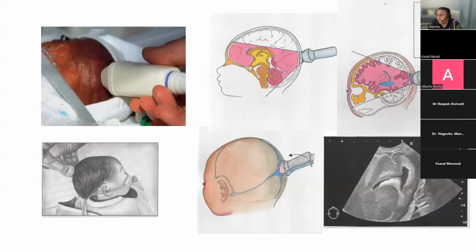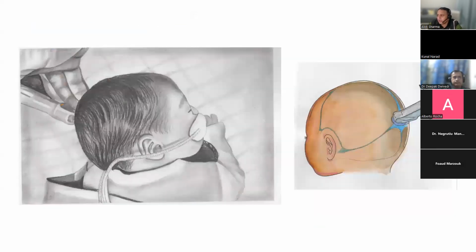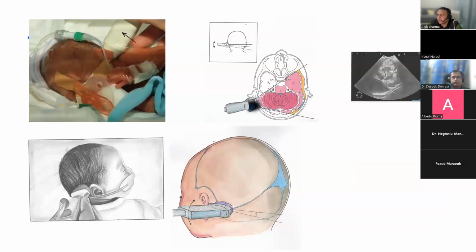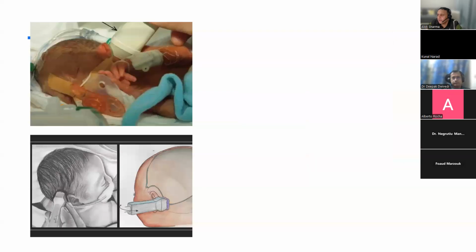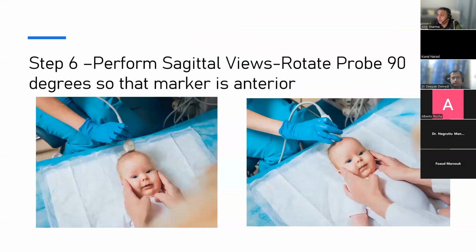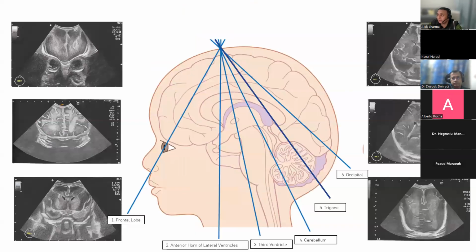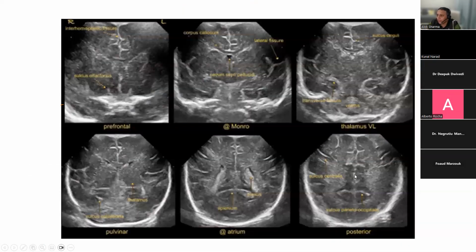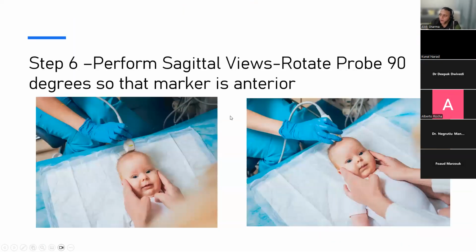It sounds quite daunting. For our course, all we want to practice doing is really getting 6 coronal views as described here. We want to get the frontal lobe, anterior horn of the lateral ventricles, third ventricle, cerebellum, trigone, and the occipital view. Again, really, we then want to rotate 90 degrees.